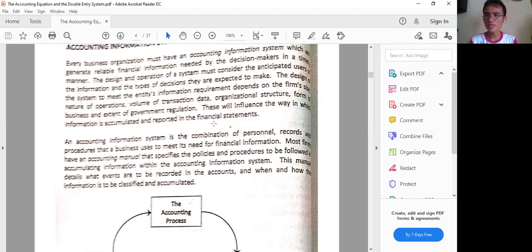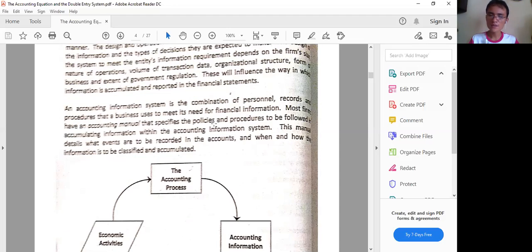Then the design of the accounting information system must respond to the needs of the various users of such information. As defined, an information system is a combination of people or personnel, communication devices, hardware, software, and so on, in order to achieve a common goal. The accounting information system produces information that is financial in nature. Normally it's the financial statements that are generated in the process.